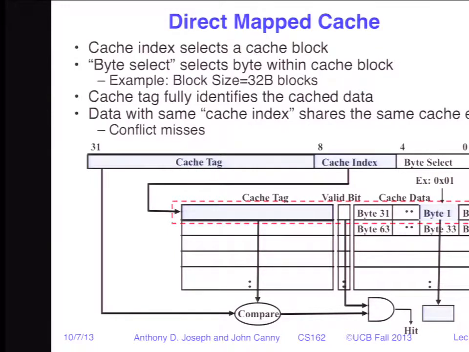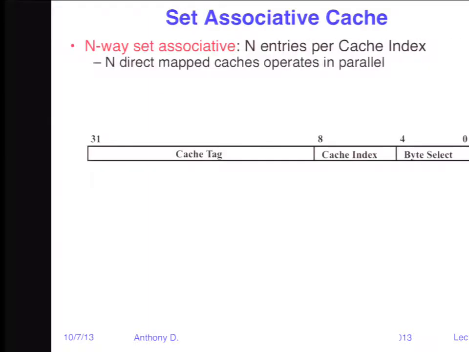Now it's going to get complicated. We looked at fully associative caches, where we could store anywhere. We looked at direct map caches, where we could store it in one location. But as with everything in hardware, there's a middle ground, and the middle ground is what's called a set associative cache. It's typically called an N-way set associative cache. The way to think about it is that given an N, we have N direct map caches that all operate in parallel.